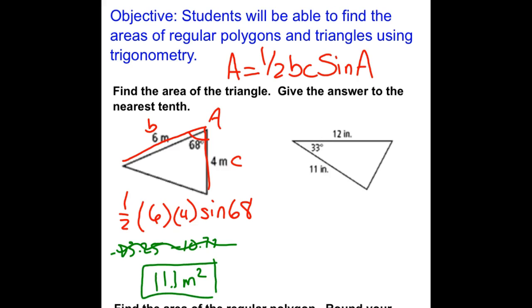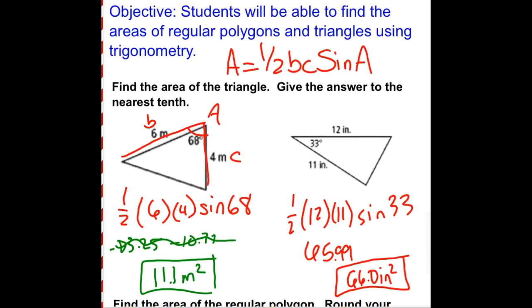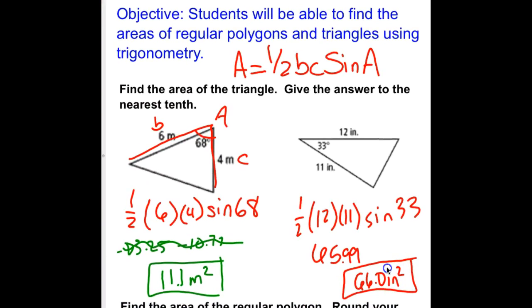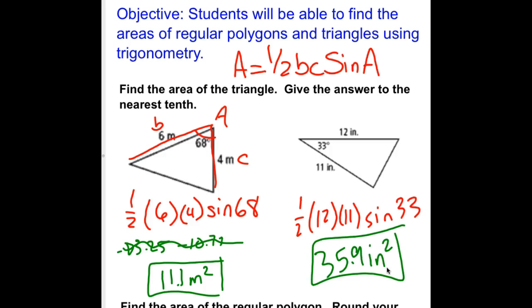Pause the video and try the next one on your own. You can see my work up there. My sides were 12 and 11. 33 degrees was the angle between them. Typed them all in. My calculator is in the wrong mode. So my answer was if it was in radian. Sorry about that. Oh, I was in the wrong thing here. What we should end up with here is 35.9 inches squared.